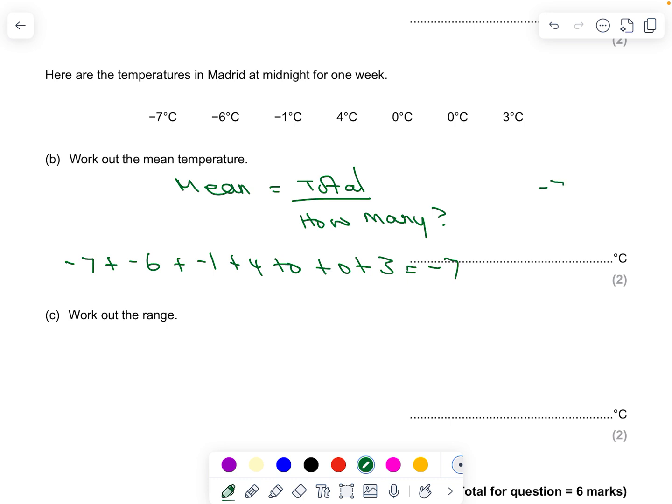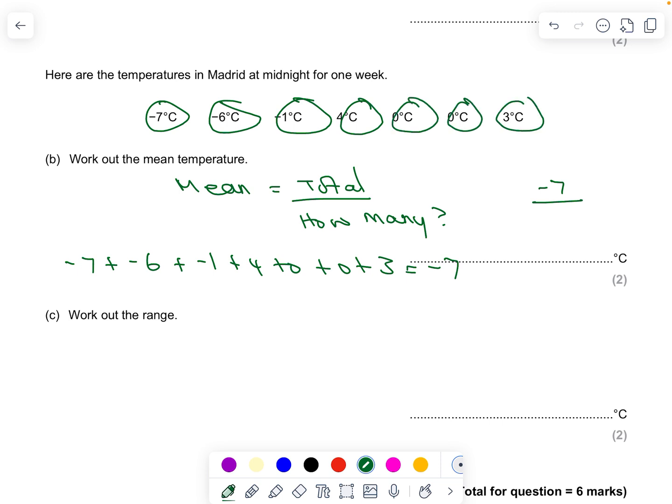And then you divide by how many numbers there are. There are 1, 2, 3, 4, 5, 6, 7. So -7 divided by 7 is -1. So that's the mean, -1.